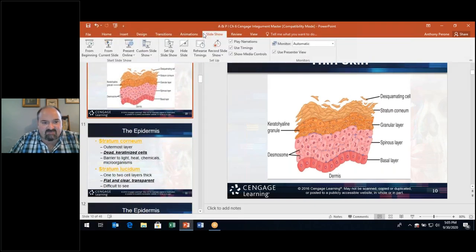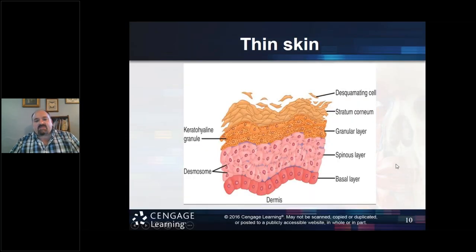So let's look at this image that I have posted in the PowerPoint. You'll see here that we have the basal layer. This image is not showing the granulosum, but then we have the spinous layer. Yeah, the granular layer, sorry. And this is thin skin. That's why we're not seeing the lucidum layer, the clear layer. That's why this is four layers. There's no lucidum layer because it's thin skin. So then we have granulosum, spinosum, and basal layer.